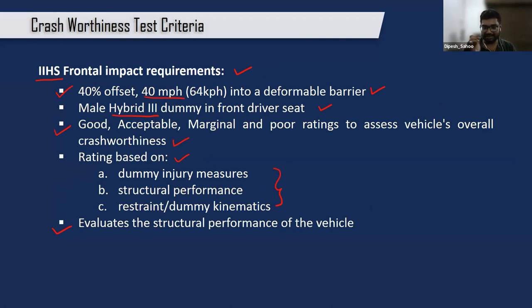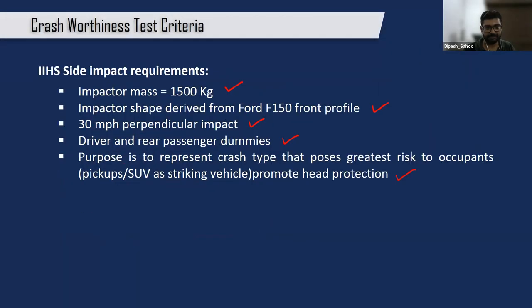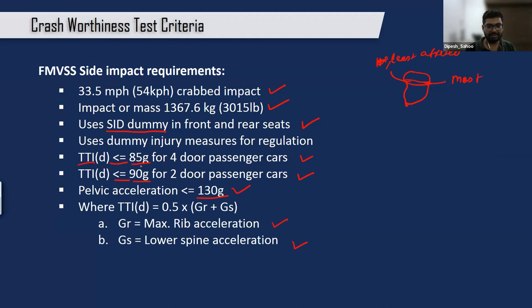In your test sheet, these things should be mentioned: that the vehicle has undergone the 64 kilometer per hour front impact test, 54 kilometer per hour side impact test, and 30 kilometer per hour pole impact test. Then what are the accelerations, the G values? How much is the passenger thoracic acceleration? This G is the acceleration due to gravity. 90 G means 90 times the acceleration due to gravity. 85 G means 85 times the acceleration due to gravity.